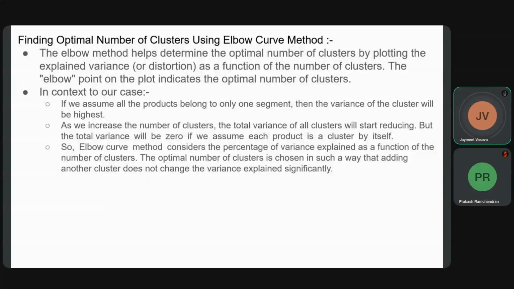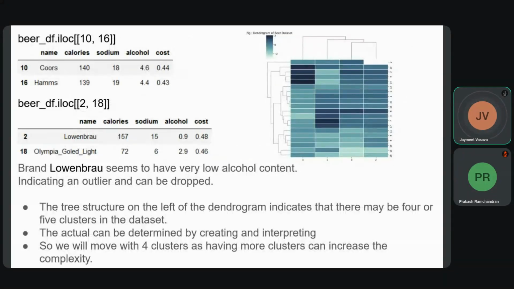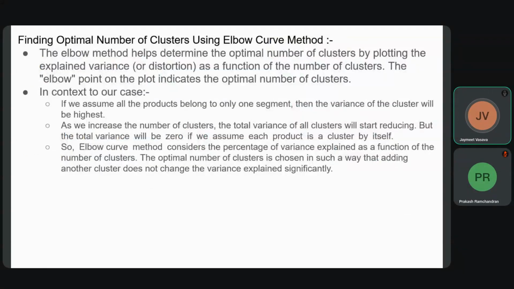Next is finding the optimal number of clusters, or the K value, using the elbow curve method. This is the second method after the one that we just discussed using the dendrogram. The elbow method helps to determine the optimal number of clusters by plotting the explained variance as a function of the number of clusters. The elbow point on the plot indicates the optimal number of clusters.